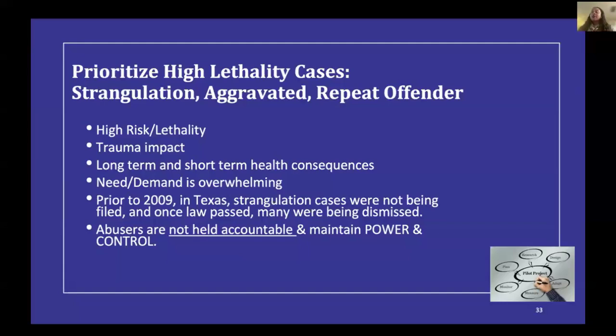And sadly, prior to 2009, strangulation cases were not even being filed. That law was only passed 15 years ago. So many of those cases were being dismissed, so abusers were not held accountable, and they maintained power and control. But fortunately, the legislature saw different, and now that is not the case. And so it's up to us as advocates, as lawyers, to make sure we are prioritizing the most dangerous cases, because the most dangerous high lethality cases can lead to homicides if not dealt with up front. Next slide.